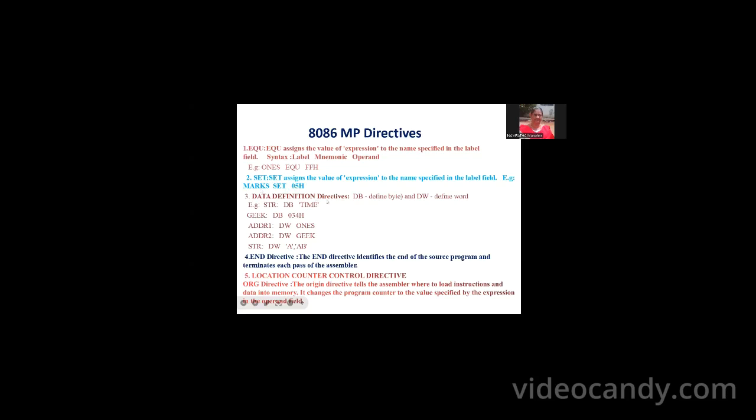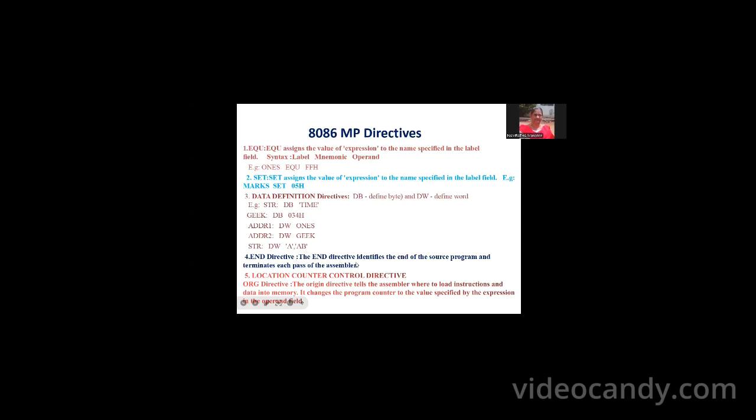Data definition. That is, what are the various data types supported by that particular chip? Define byte, define word. For example, STR is the label, defined by type DB. So I'm defining this variable to this data type, DB. GEEK DB 034H. Then another data word, ONCE DW, a define word, GEEK. And then you have another label, define word A, comma, AB.